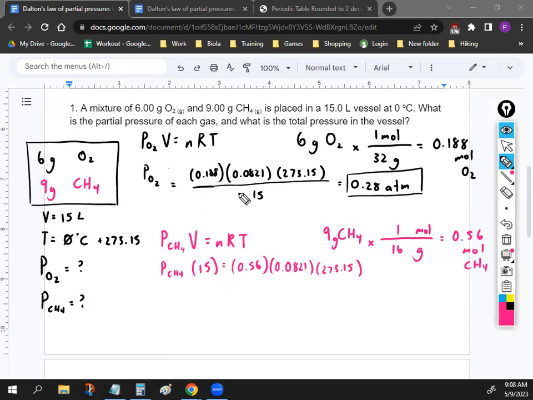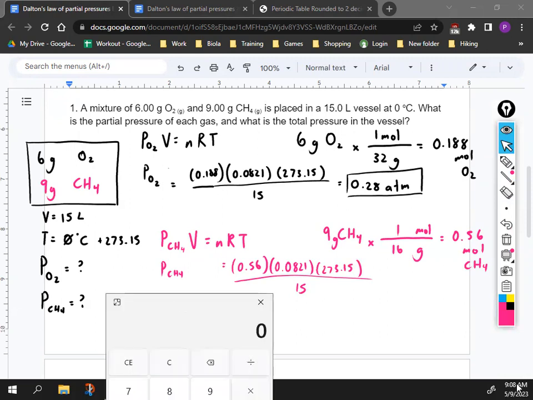Okay. Same thing as before. To find pressure, we just divide both sides by 15. Okay, and you just need to plug it into your calculator and we're all done. So for the math, it's going to be 0.56 times 0.0821 times 273.15 divided by 15. And that's our final answer. So the pressure of the CH4 is 0.84 atm.